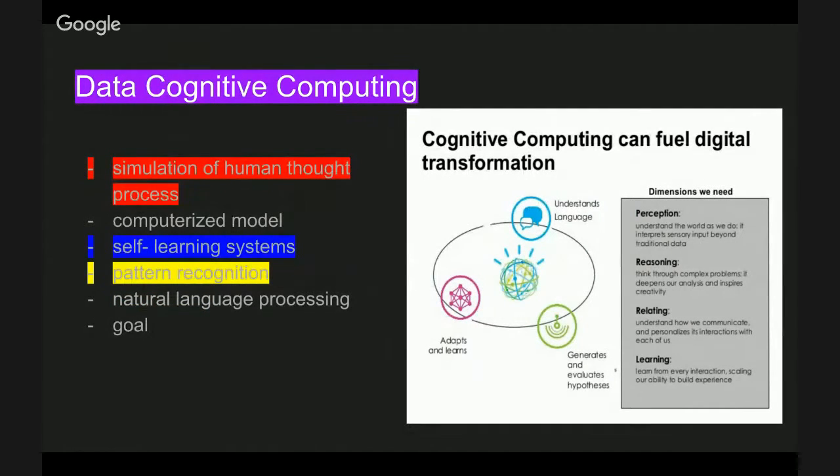Last but not least, it is cognitive computing. Cognitive computing is the simulation of the human thought process in a computerized model. It involves self-learning systems that use data mining, pattern recognition, and natural language processing to imitate the way the human brain works. The goal of cognitive computing is to create a system that can solve problems without human help.